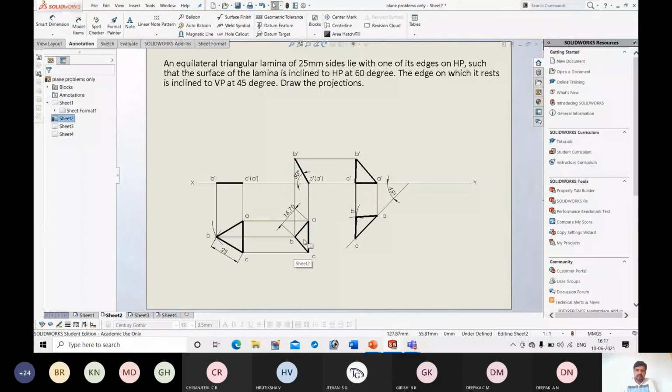Next, draw a 45 degree line. Reproduce this second top view on this 45 degree line such that AC will be on this line. Next, project the points to get the front view. This is the solution for which you are going to get 30 marks.